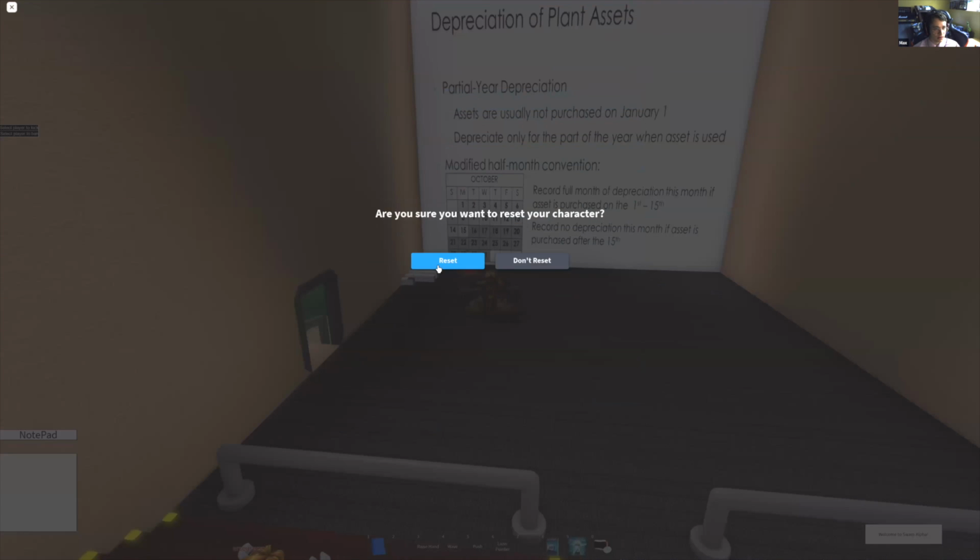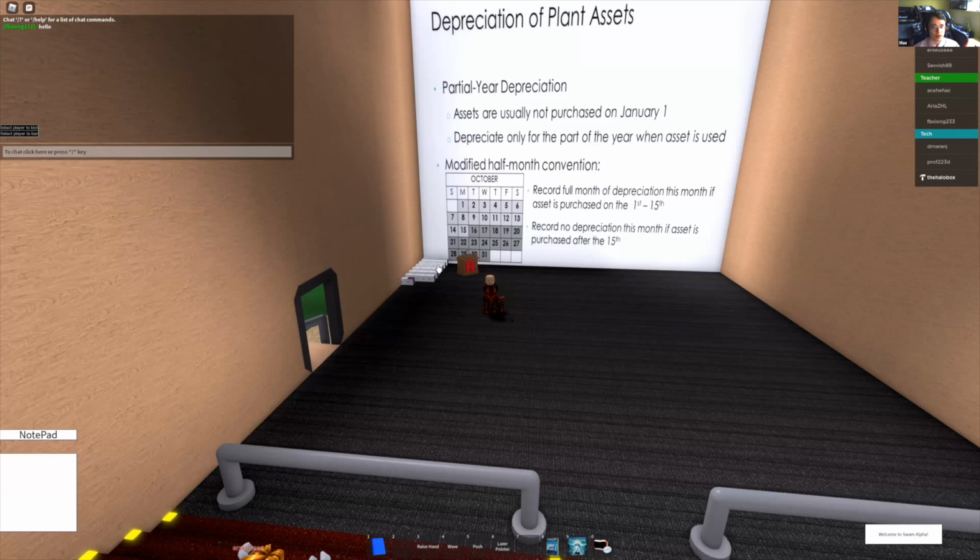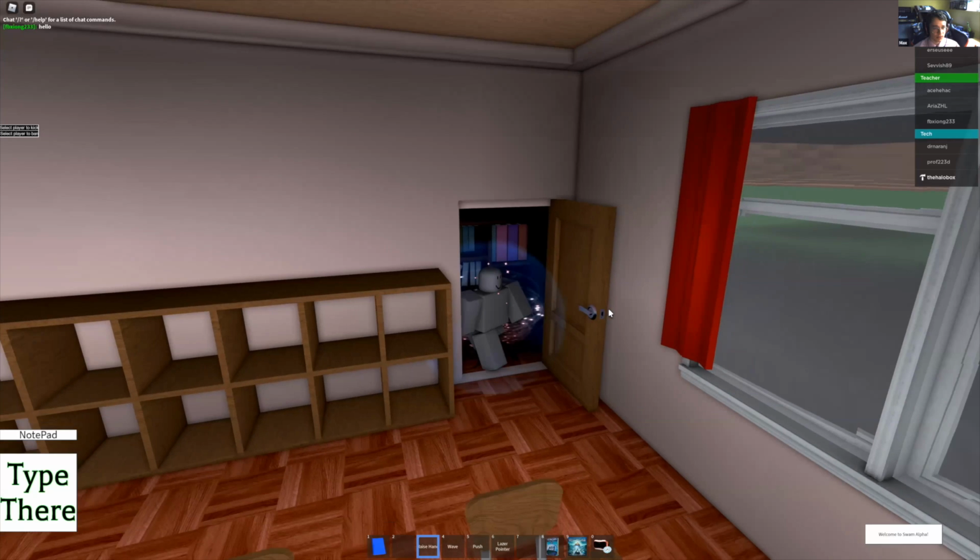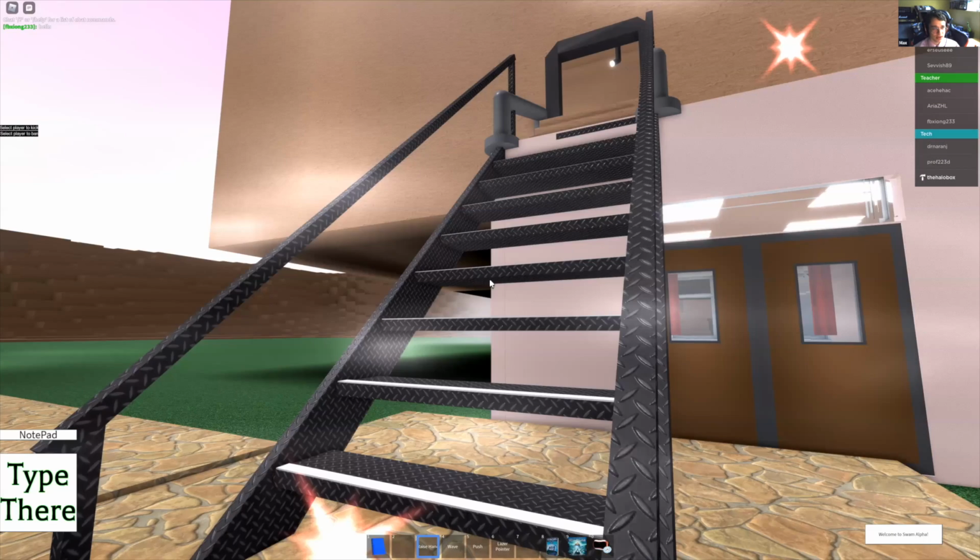There's also a reset function where if my character is stuck, I'm able to reset, and it brings me back. So that's an example of this.